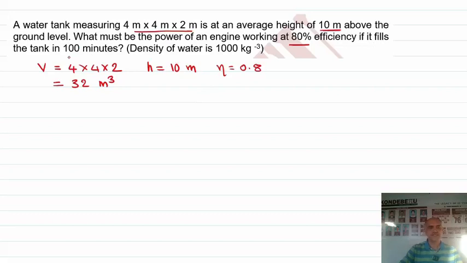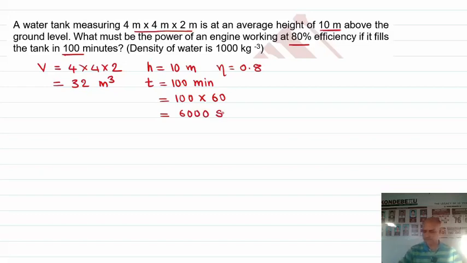If it fills the tank in 100 minutes, time he has given 100 minutes. Convert it into seconds, means 100 into 60. So 1 minute is equal to 60 seconds. If you multiply, you will have 6000 seconds.